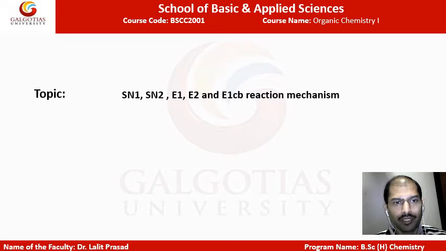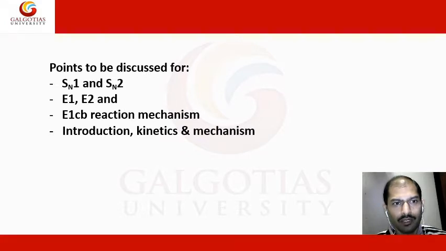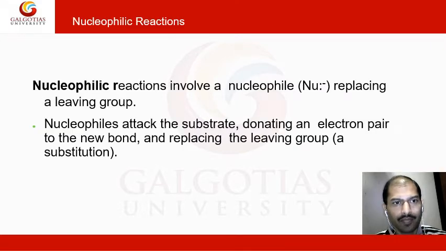So here today we will discuss the SN1, SN2, E1, E2 and E1cb reactions and their mechanisms. The points we will discuss in this topic are the SN1, SN2, E1, E2 and E1cb reaction mechanisms, their basic introductions, kinetics, and how these reactions proceed. We'll go one by one, starting from the nucleophilic reactions, because SN1 and SN2 reactions are generally categorized under nucleophilic reactions.